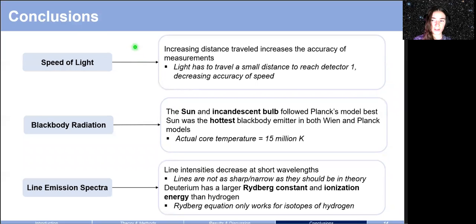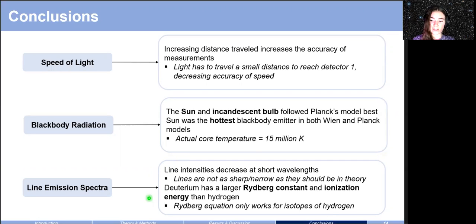To sum up the presentation, I wanted to go over some conclusions that can be drawn from these experiments. In terms of the speed of light, as discussed before, the path length does affect the accuracy of the measurements. And in the blackbody radiation portion of the experiment, it was found that the sun and the incandescent bulbs did follow Planck's model the best. And both Planck and Wien models were consistent in that the sun was the hottest emitter for each model. Lastly, the line spectra showed that the intensity decreased at short wavelengths, and it was also found that deuterium has a larger Rydberg constant and ionization energy than hydrogen.